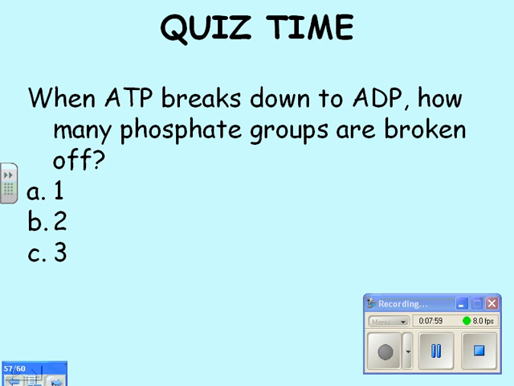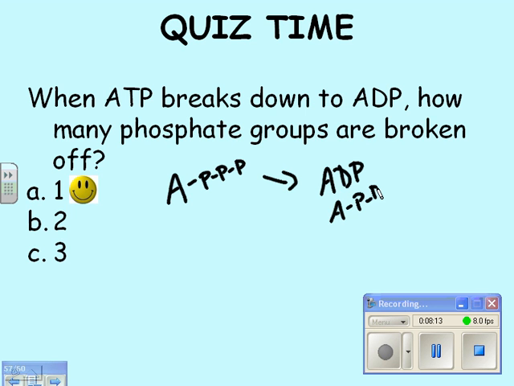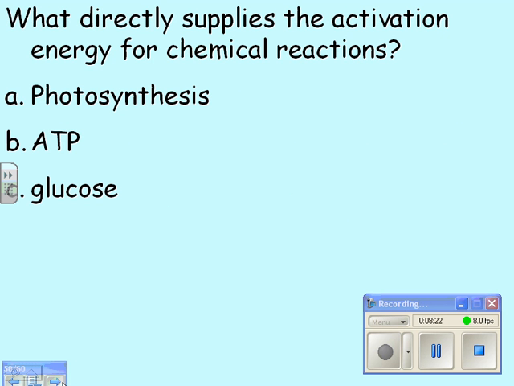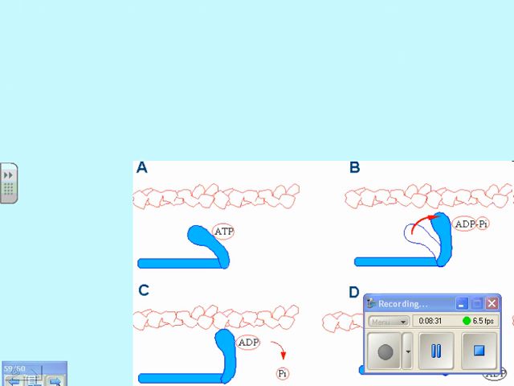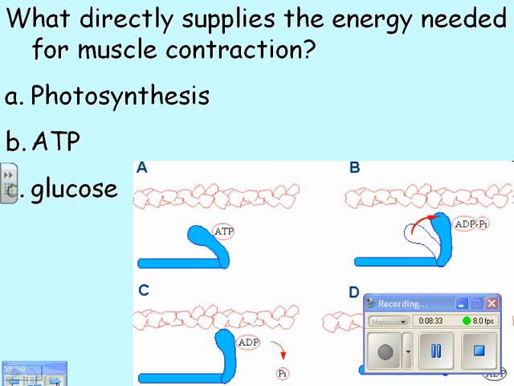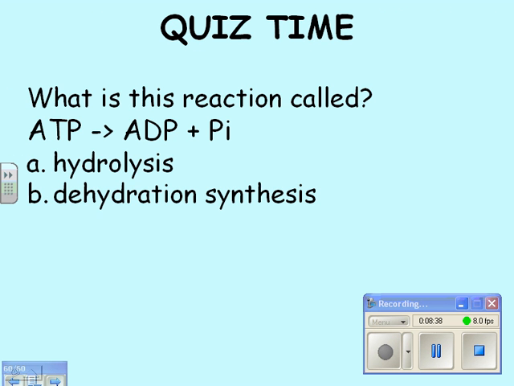When ATP breaks down to ADP, how many phosphate groups are broken off? Whoops, I didn't mean to do that before you could see, but here's the thing. ATP means it's got 3 P's, and then when you make ADP, you've got just 2 phosphate groups, so that means this one has to be the extra one. So there's just one. What directly supplies the activation energy for chemical reactions? ATP. Thank you, ATP. What directly supplies the energy needed for muscle contraction? ATP.